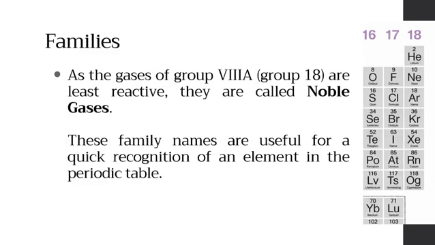Noble gases, group 18, 8A. Elements of group 18 are called noble gases. They are the least reactive elements in the periodic table. Because they rarely form compounds, they are called noble, meaning inactive or stable. These family names make the periodic table easier to remember and understand.